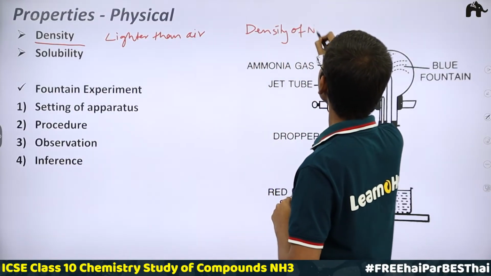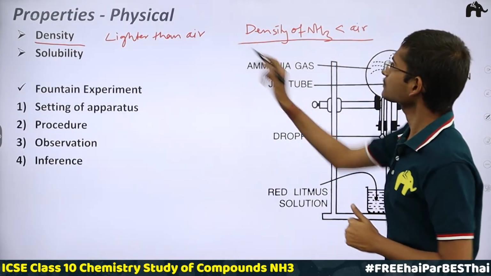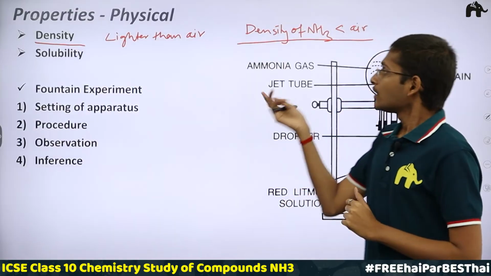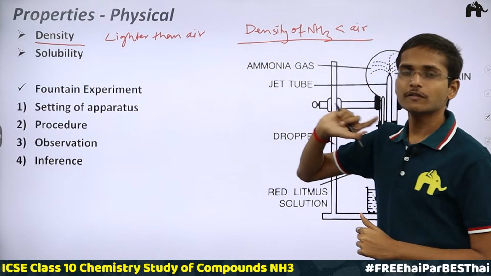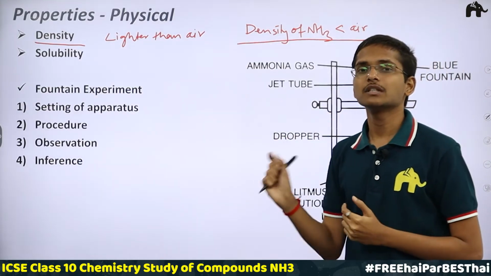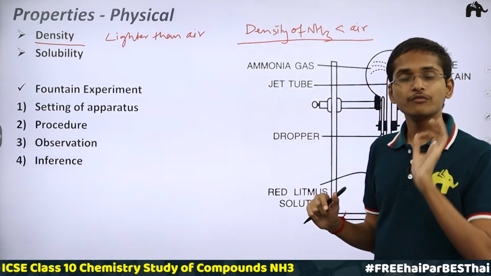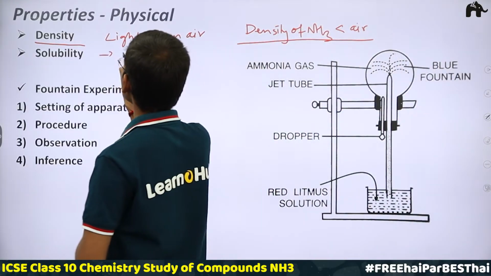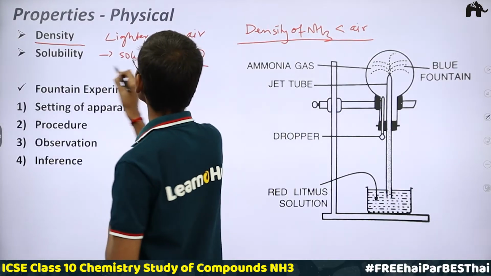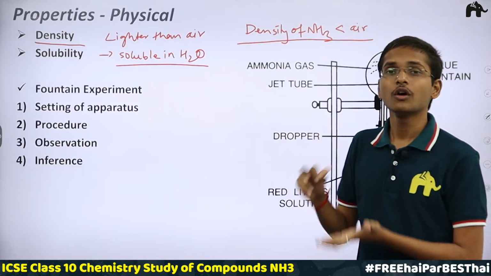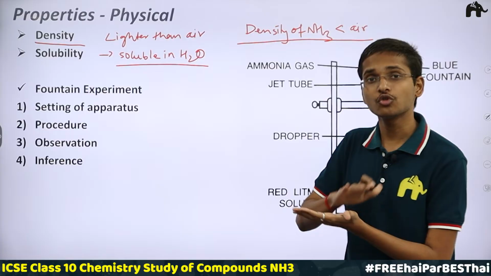Density of ammonia: ammonia is less dense than air. Now moving on to the solubility. One interesting thing about the solubility of ammonia is that it is matching with hydrogen chloride gas. Ammonia is also very much soluble in water. That's the reason we don't collect ammonia gas over water. Just like we don't collect hydrogen chloride gas over water, we don't collect ammonia gas over water.